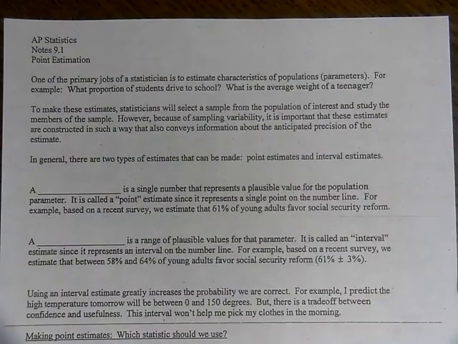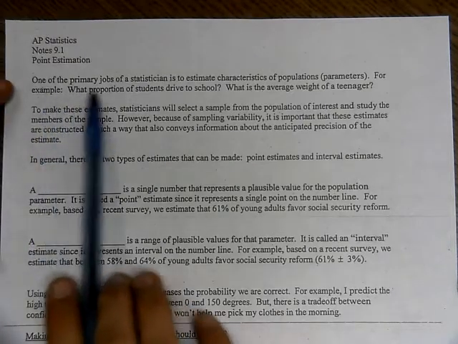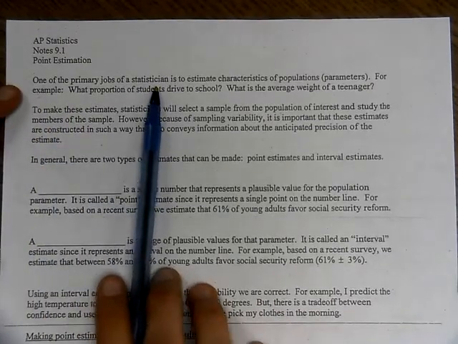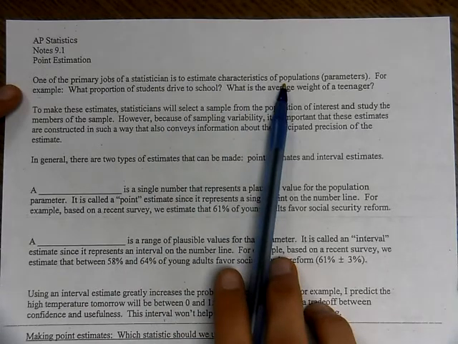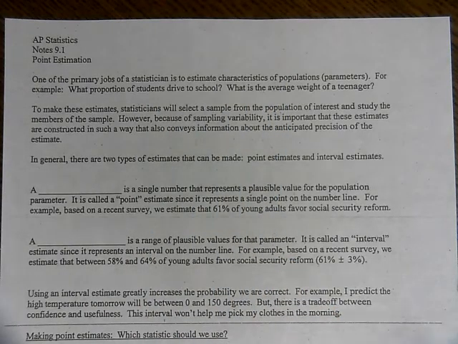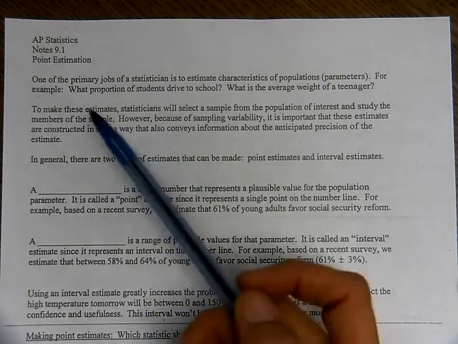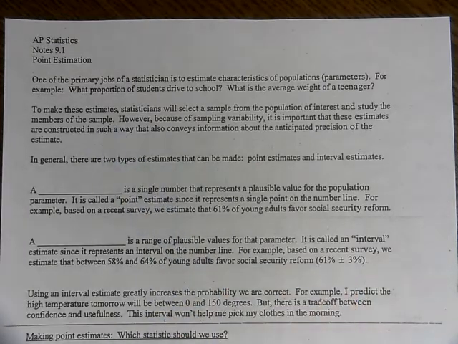Okay guys, so for second semester, we're going to really focus on using statistics to estimate parameters of populations. That's one of the primary jobs of a statistician, to estimate the characteristics of a population based on a sample, like what proportion of students drive to school, or what the average weight of a teenager is. To make these estimates, we select a sample from a population and study the members of the sample. We focused on that first semester.